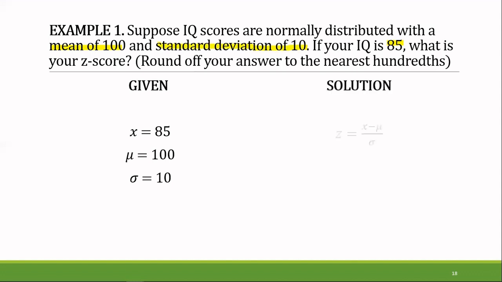Now, using the formula in solving the z-score, we're just going to substitute whatever the values of the variables. So our x is 85, our mean is 100, and our standard deviation is 10, and then let's just evaluate this. 85 minus 100 will give us negative 15, then divided by 10, that will give us negative 1.5.